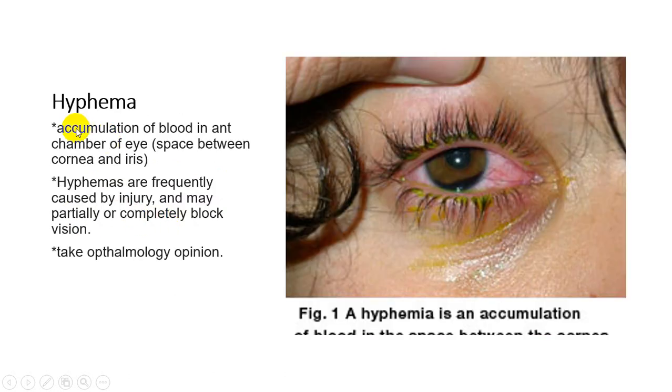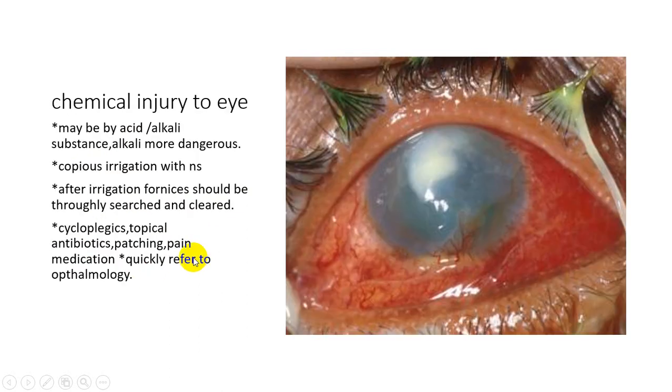Now hyphema, this is a collection of blood in the anterior chamber of the eye, a space between the cornea and iris. Hyphema is frequently caused by injury and may partially or completely block the vision. So always take the ophthalmology opinion.